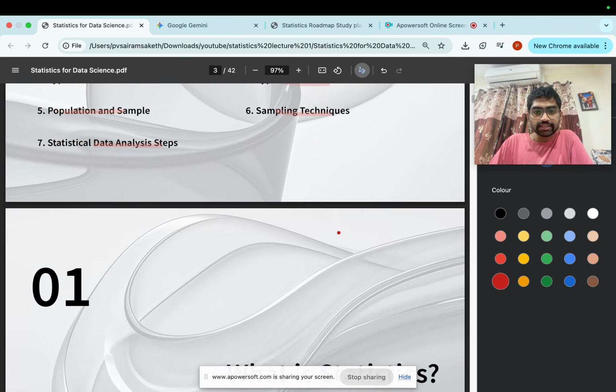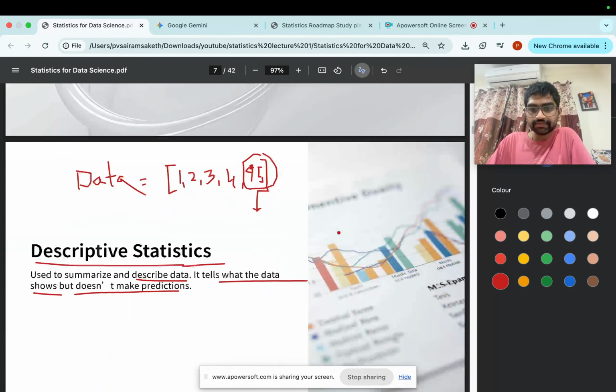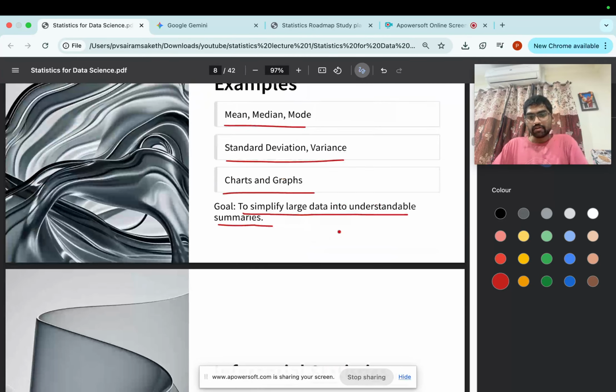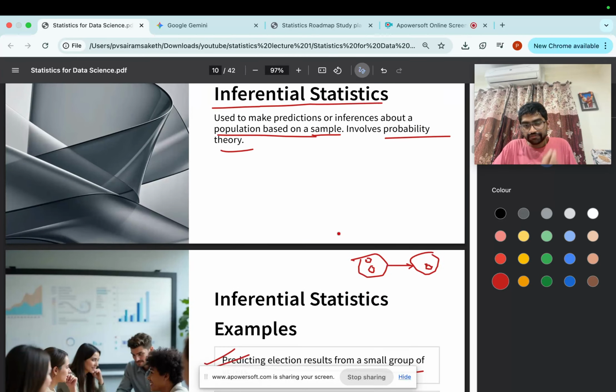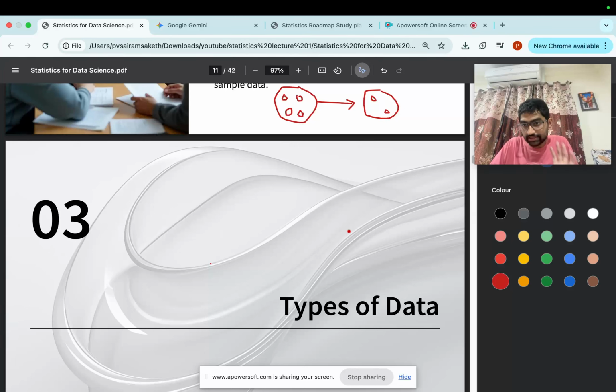So, in the last lecture, we studied the concepts of statistics. What is statistics? What are the types of statistics? What does descriptive statistics do? What does inferential statistics do? That I taught, and what is population and sample, that I taught.